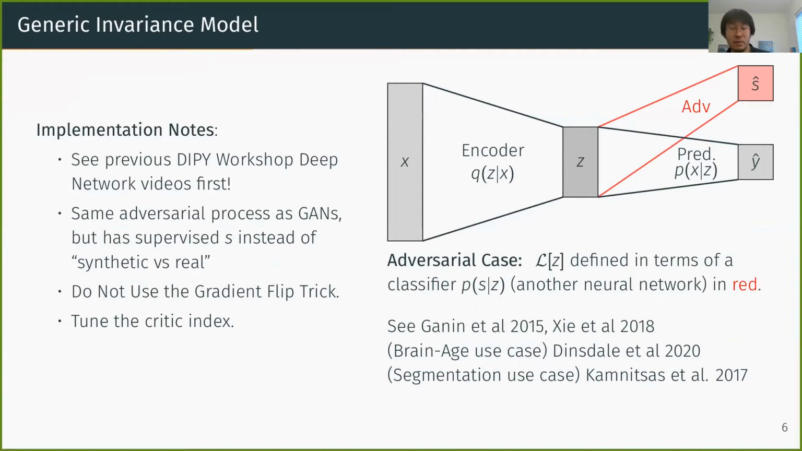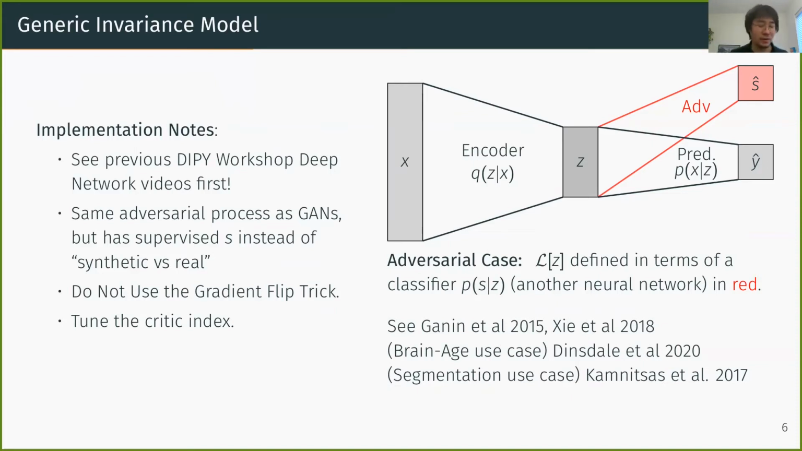But since it's conceptually the easiest, I suggest you try this out first. So if you're having site-wise variance problems, adversaries are very easy to implement. They may not be the best overall, but you can look at the previous deep network videos in the DIPY Workshop to get some hints on how to do this well. And it is the same adversarial process as GANs, so you can also look at those tutorials. Here, instead of the GANs' fake versus real, we have supervision of the site, but usually we know which site each image is from, so that's pretty easy.